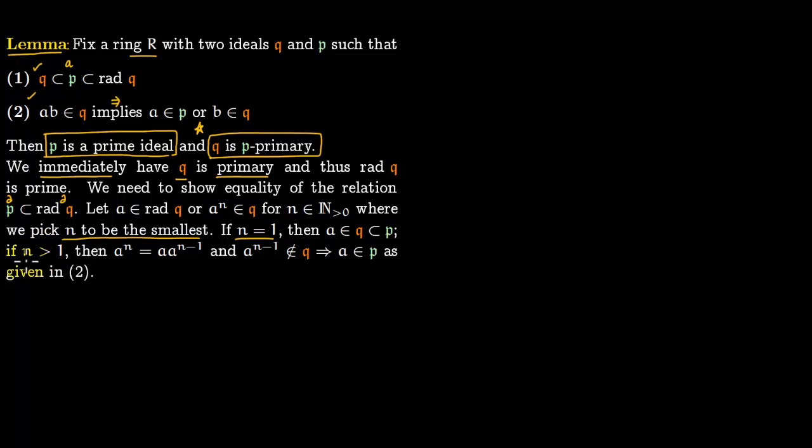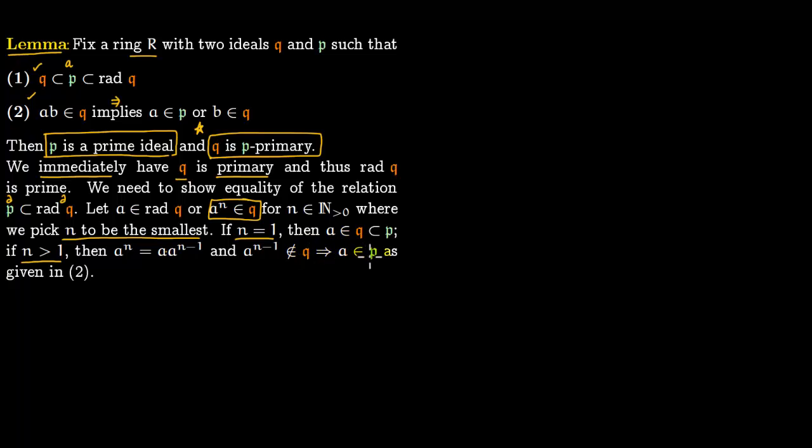Second case is that n is greater than 1, these are the only two cases. Then you can write A to the n as A times A to the n minus 1. Notice this n is the smallest. Therefore this A to the n lies within Q, which we are copying from here. But A to the n minus 1 does not lie in Q because n is the smallest. So we have A to the n minus 1 does not lie in Q.